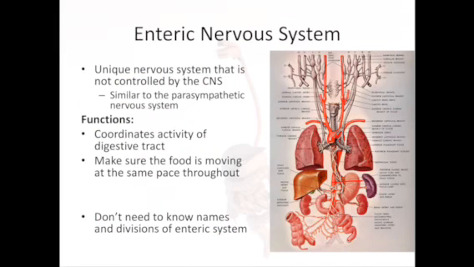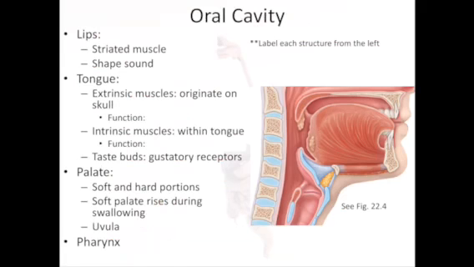Okay, and then another unique feature is the nervous system in the digestive tract, and it's called the enteric nervous system. It's controlled by the central nervous system, similar to the parasympathetic nervous system. And it coordinates all activity in the GI tract, and that makes sure food is moving at the same pace throughout. So imagine all of the unique control that's required to make those peristaltic contractions happen nice and smoothly, all in the right order. It's very, very complex. You don't need to know the names of this stuff over here. Just need to know in general that's the nervous system for the GI tract.